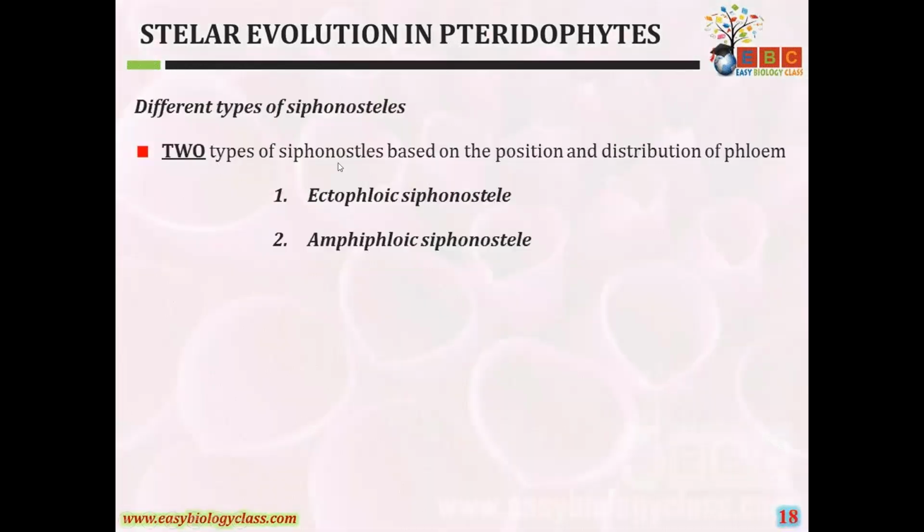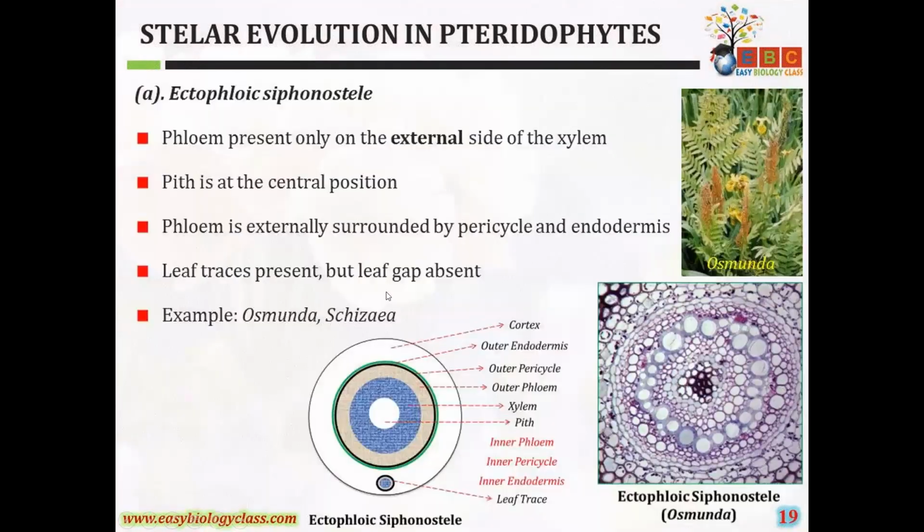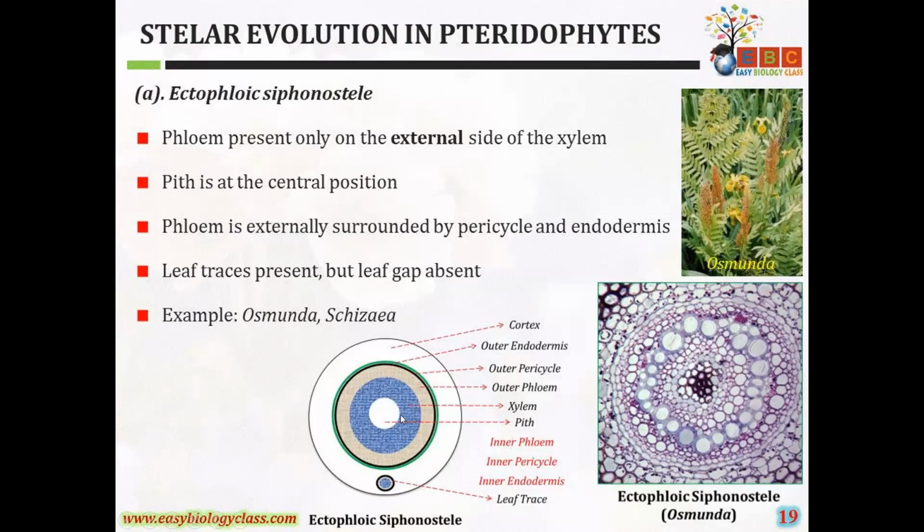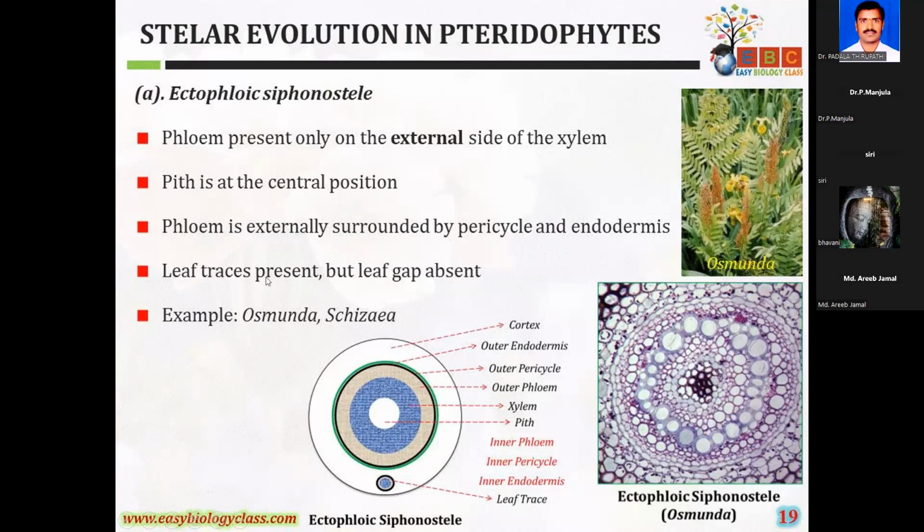Here siphonostele is again of two types, ectophloic and amphiphloic. Ectophloic means phloem outside. Amphiphloic means on either side of the xylem, phloem is present. In ectophloic, phloem is present only on the external side of the xylem and pith is at the central position. The phloem is externally surrounded by the pericycle and endodermis. So here is central pith, followed by the xylem, followed by the phloem. Leaf traces are present but leaf gaps are absent. Examples for ectophloic are Osmunda and Equisetum.